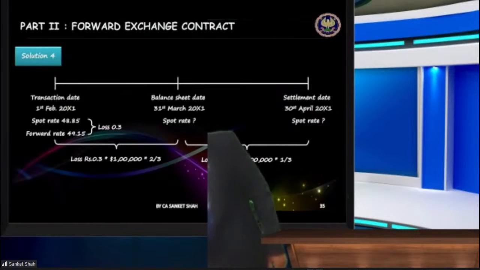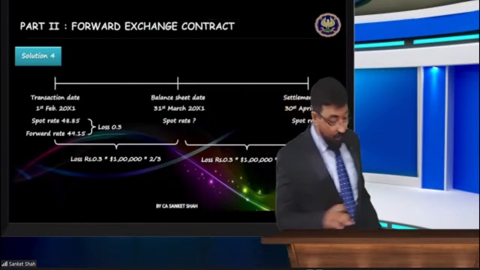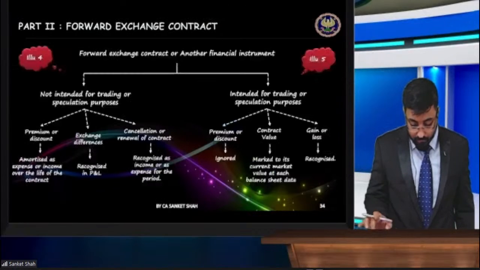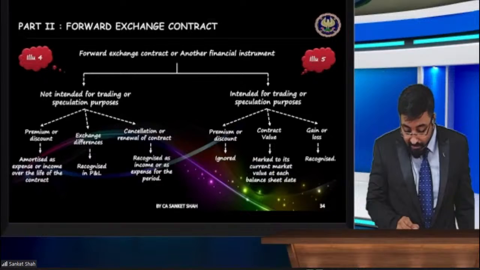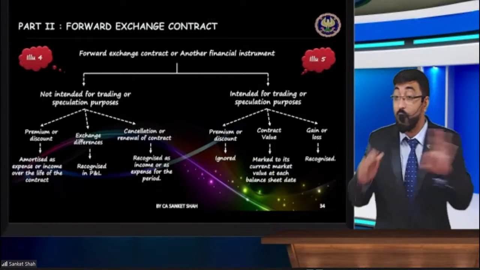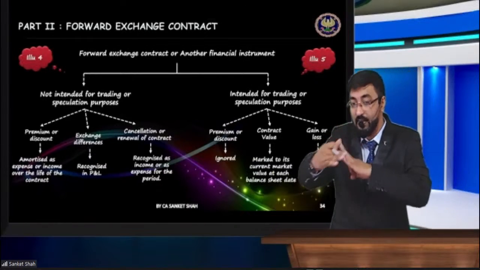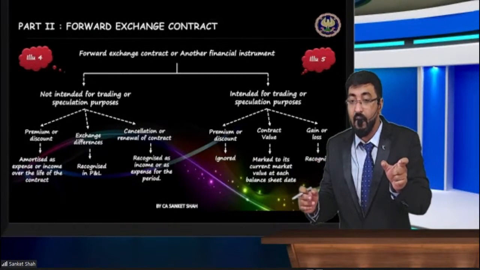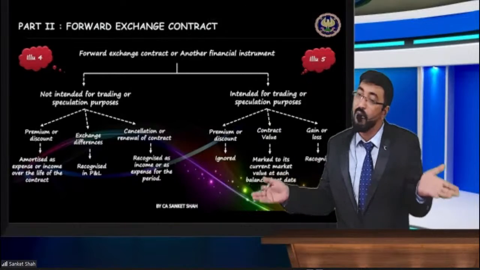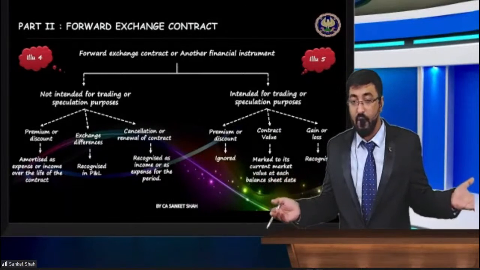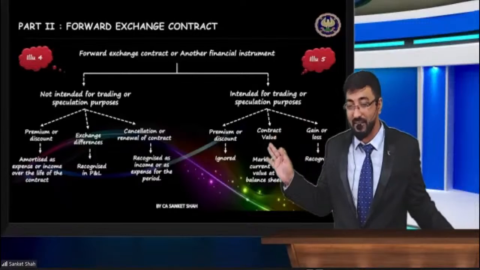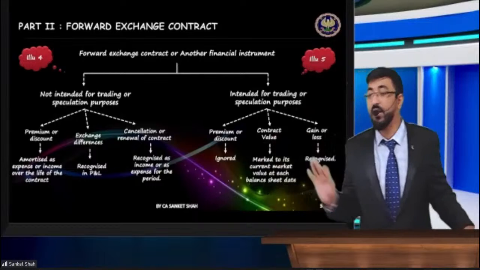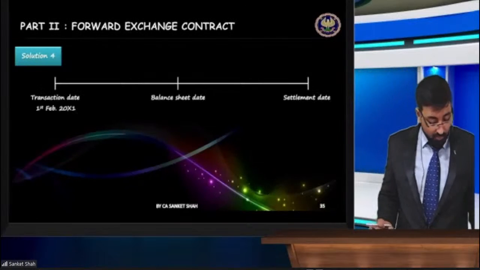Now come to your chart. Now you understood premium or discount. It is amortized. You can see. Yes, I will show you. Amortize as expense or income over the life of the contract. So you divided it in 3 months. Exchange difference, where to adjust? In P&L. And suppose if you are canceling the contract, even that loss or profit will be recorded. Okay, so they won't ask you the question of cancellation. They will ask you only this loss or profit. It's very easy, and hedging you completed. I hope now you are clear with the concept.